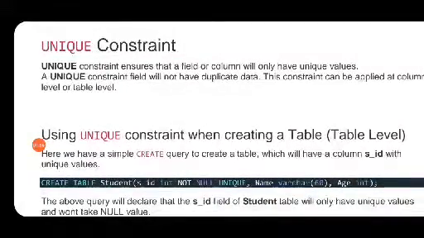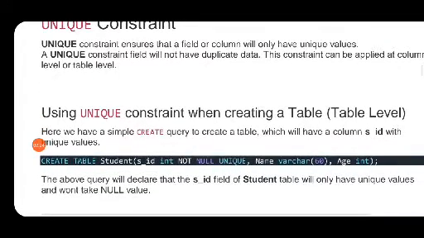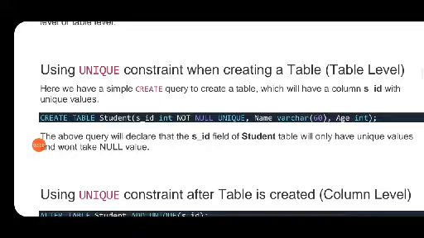Moving to next, we have got unique constraint. This ensures that the field or column will only have unique values. So when we will be creating a table, and if you use unique constraint, then it will be called as table level constraint. Now let us see, create table student, SID int not null unique. So it will be not null as well as unique. So you cannot enter any record that is duplicate or is already entered in that particular field. So SID of student table will not only have unique values and won't take null values.